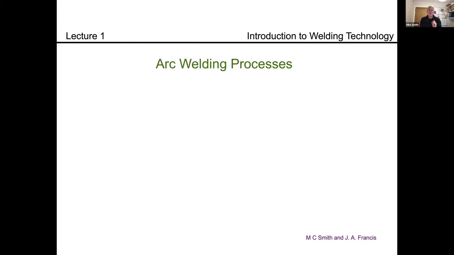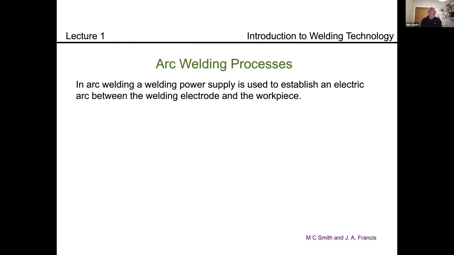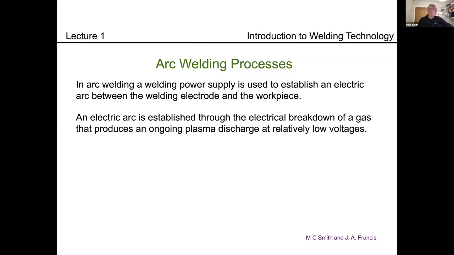Okay, let's now have a look at arc welding processes, because those are the most common ones you're likely to experience. In arc welding, your power is coming from electricity. You've got an electric power supply, and that power supply is used to establish an electric arc between something we call the welding electrode and the workpiece. So current is flowing from the power supply down the electrode, jumping across to the workpiece and out to earth, or back to the power supply through the workpiece. That's where our energy is coming from.